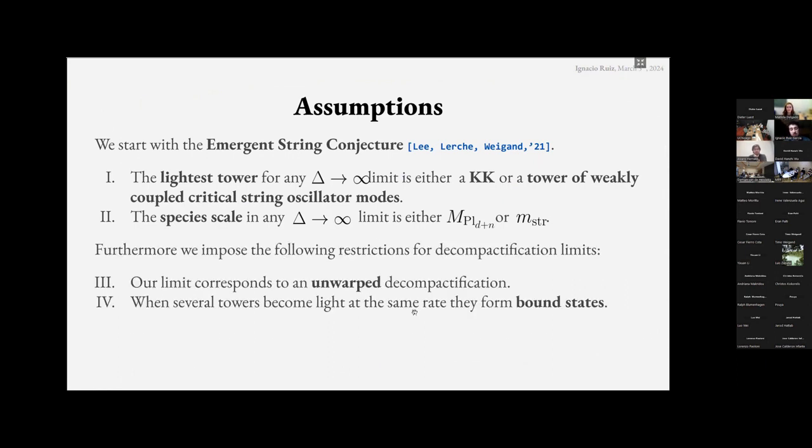We will impose some restrictions in this decompactification limit. This is that the volume that we are decompactifying is homogeneous, so it doesn't depend on several terms that might compete among themselves. Or, for example, we are not decompactifying to a running solution, but rather to a vacuum. And when we have several towers that are becoming light at the same rate, they can form bound states. Let's get a little bit more into this.